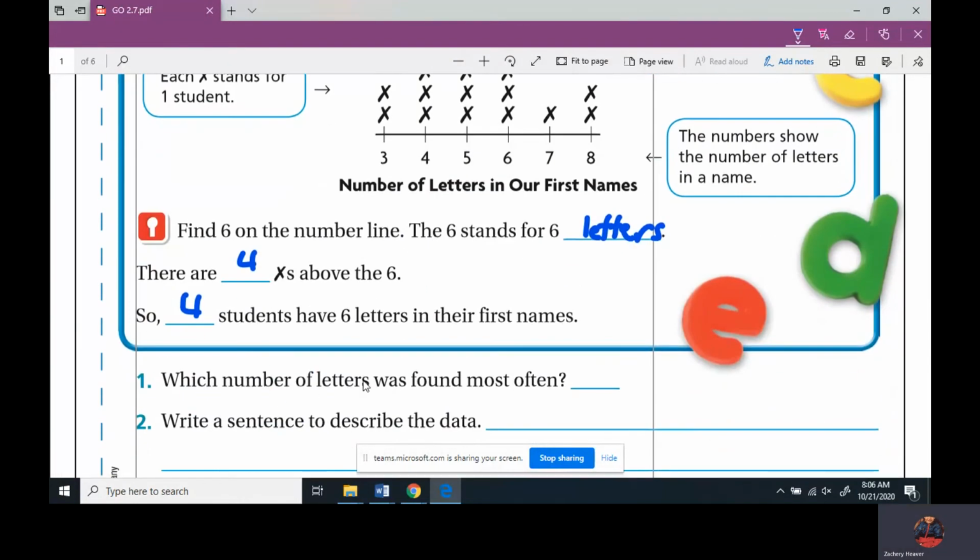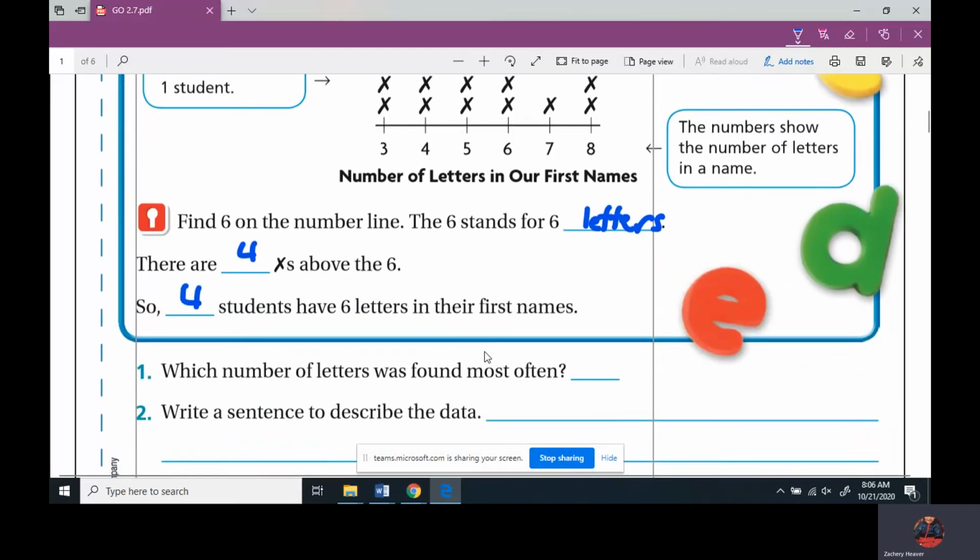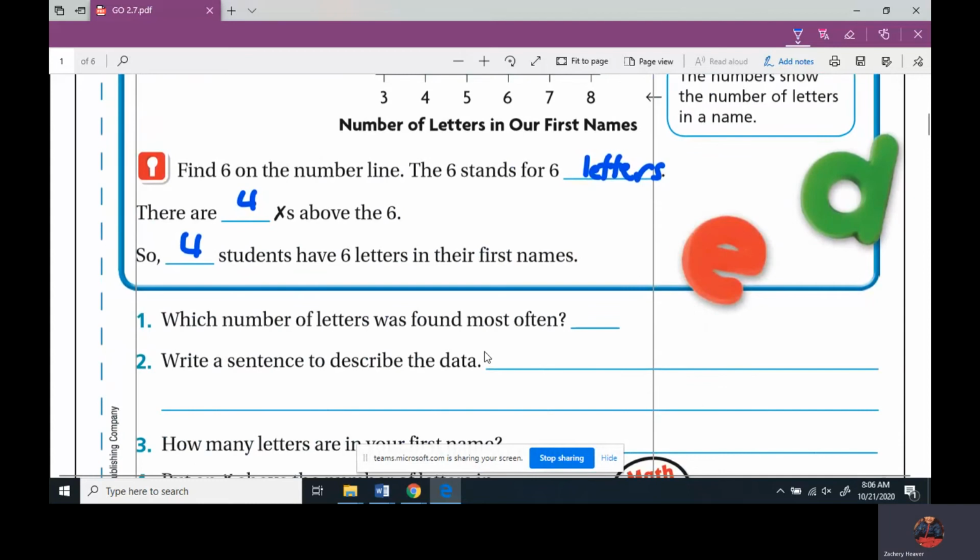What number of letters was found most often? Most often means most. If you look up who has the biggest number of X's, it's 5. 5 letters was most.